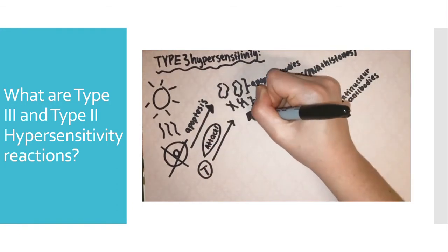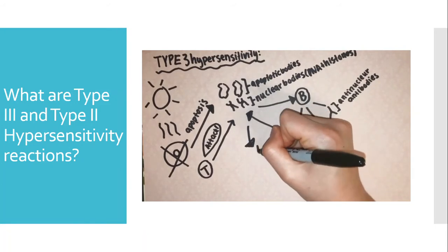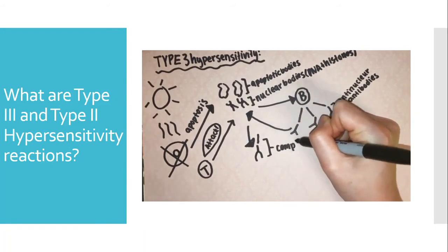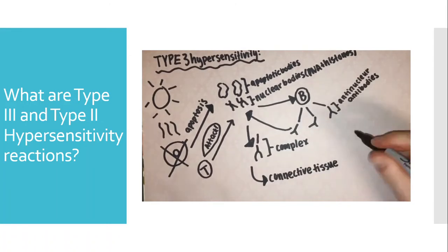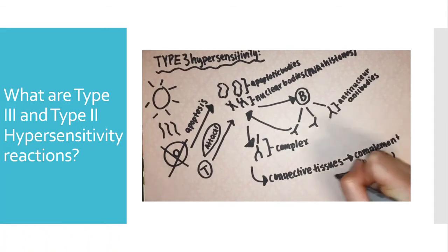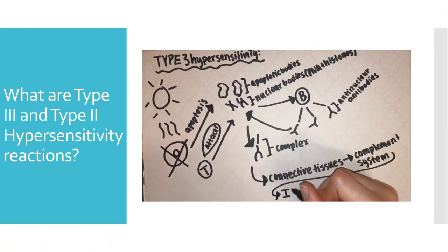The anti-nuclear antibodies attach to the antigens, and the complex is deposited in the connective tissues. In the connective tissues, the complement system, which gets rid of pathogens and damaged cells and amplifies the inflammatory response in the immune system, is activated. This causes lysis to cells in the area and inflammation, causing the symptoms of systemic lupus.